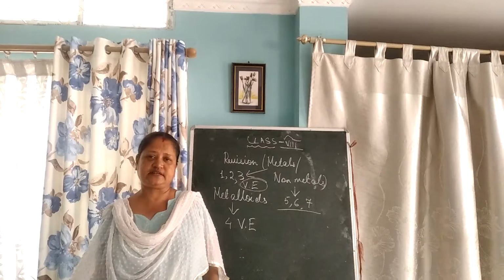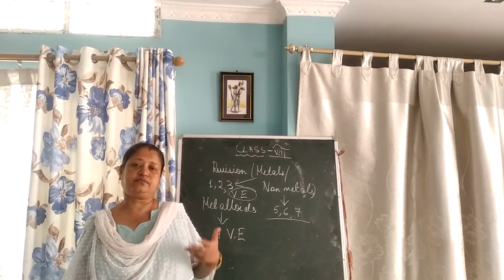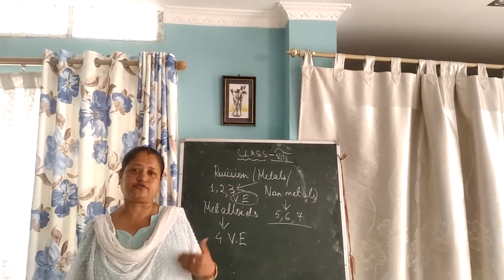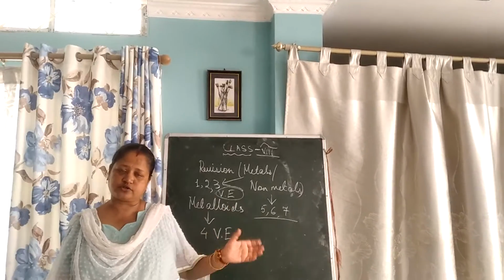Why are they known as inert gases? Because they are non-reactive. Why are they non-reactive? Because they have 8 valence electrons. That means 8 electrons are there in the outermost shell.